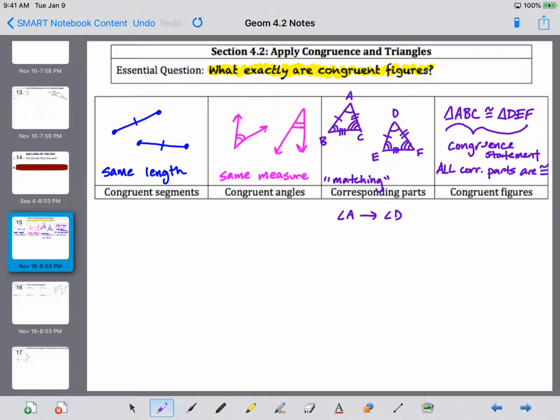And throughout this chapter, we're going to learn a few theorems of how much information you have to have about a triangle specifically to know if they are congruent figures. So we're going to learn a lot about types of triangles that are congruent. All right, let's look at our first few examples here.